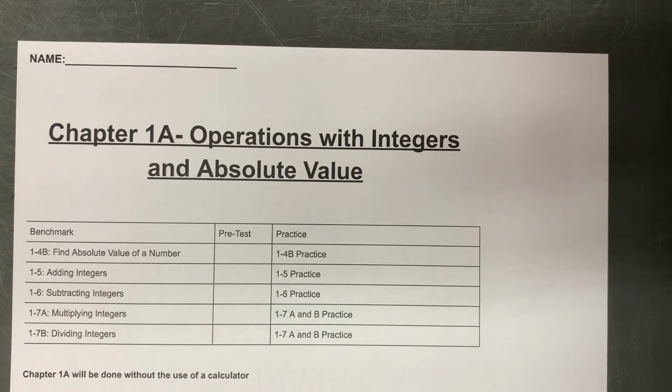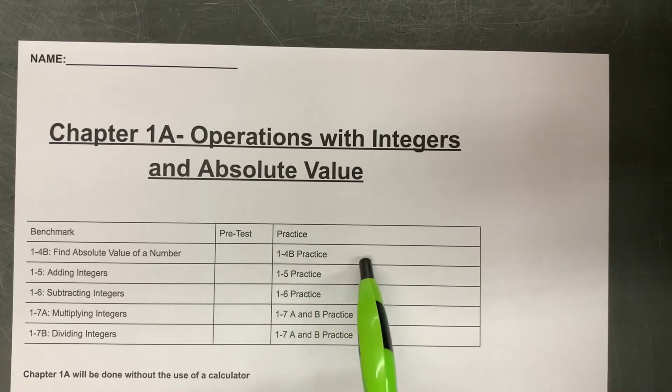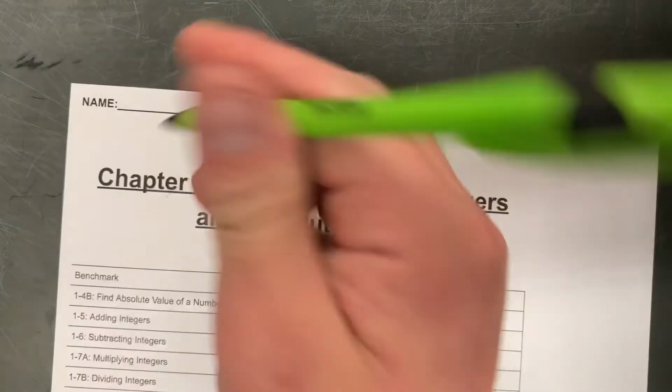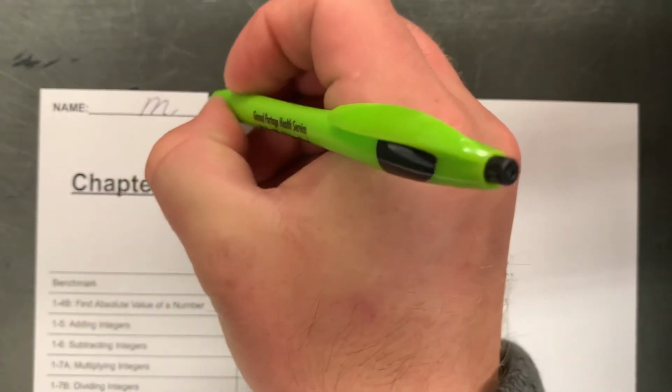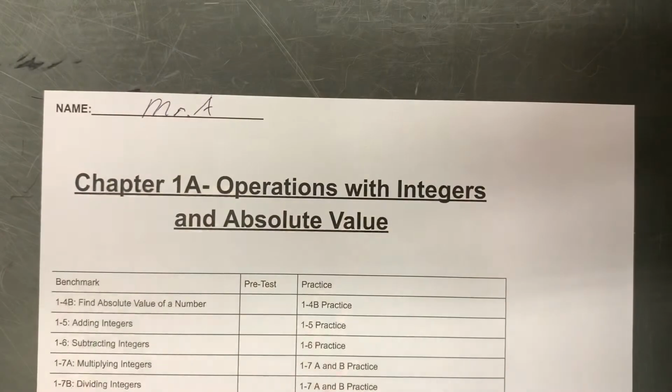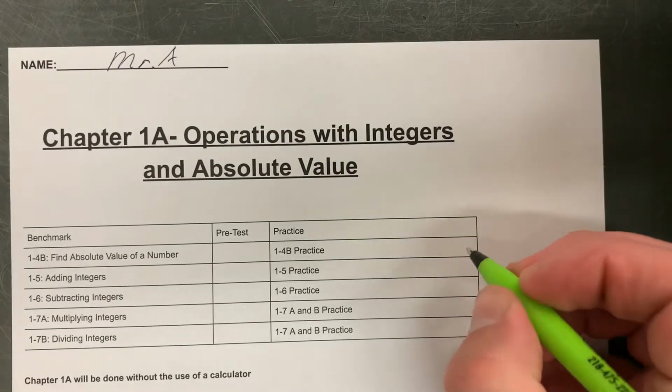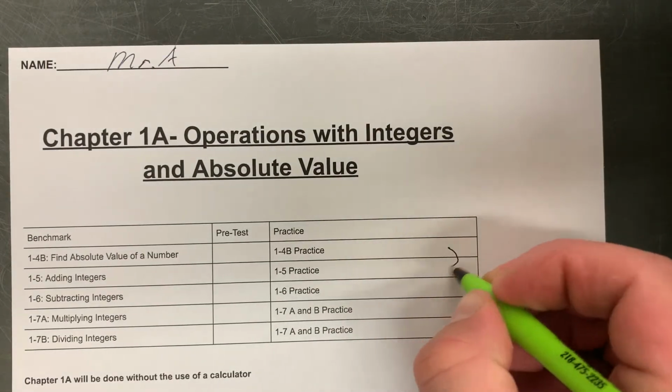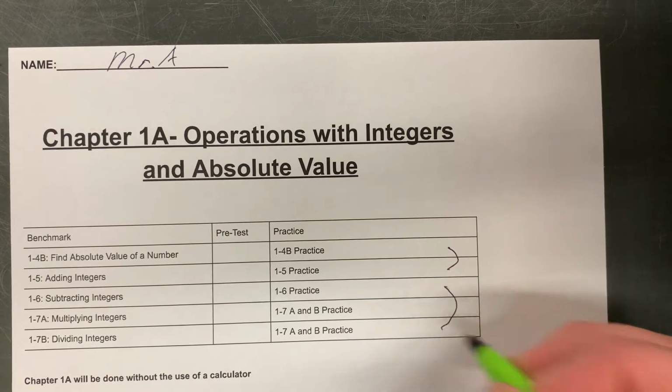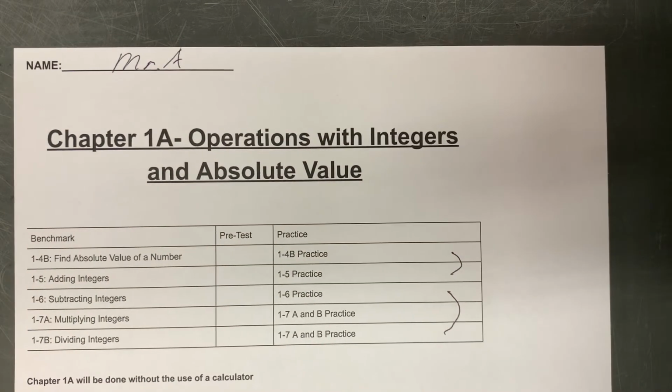This is chapter A, operating with integers and absolute value. We are going to be working on 1.4b today, which is our benchmark of finding the absolute value of a number. And then we have the practice of 1.4b as well. Please make sure that your name goes on the top of this packet, as this will be the packet that you guys keep for 2 weeks, as we are going to do 1.4b and 1.5 this week, and then we'll do these 3 sections the following week.